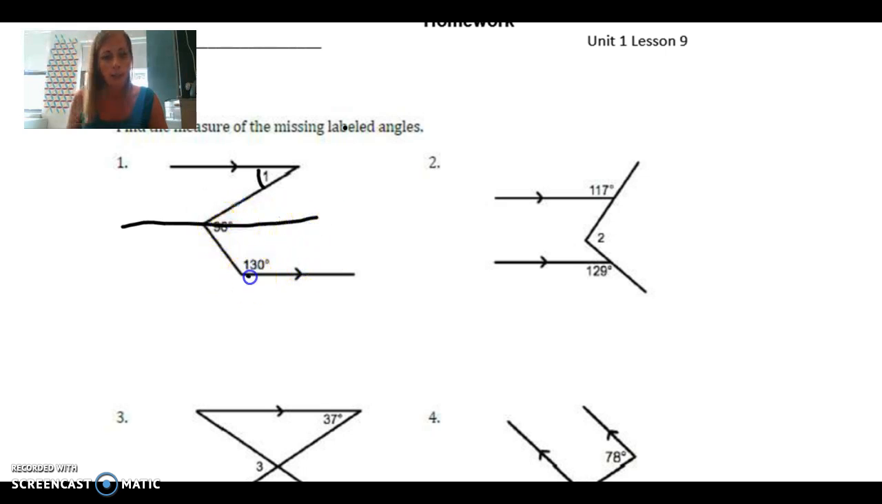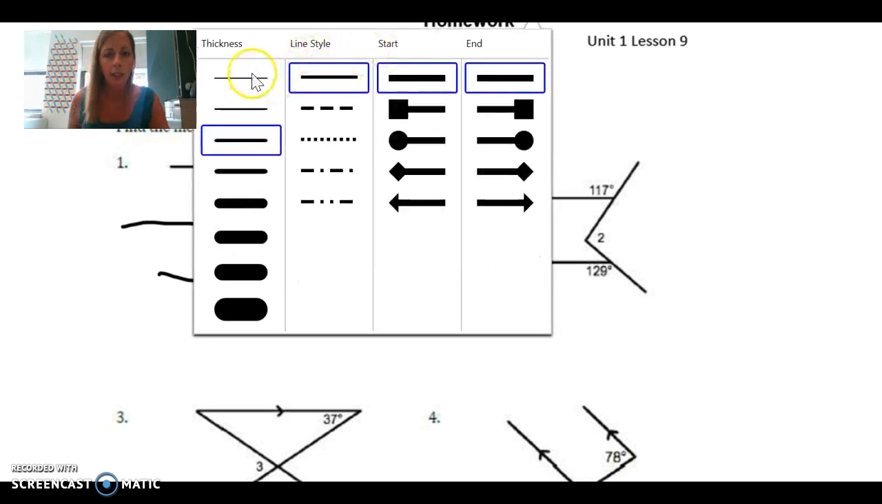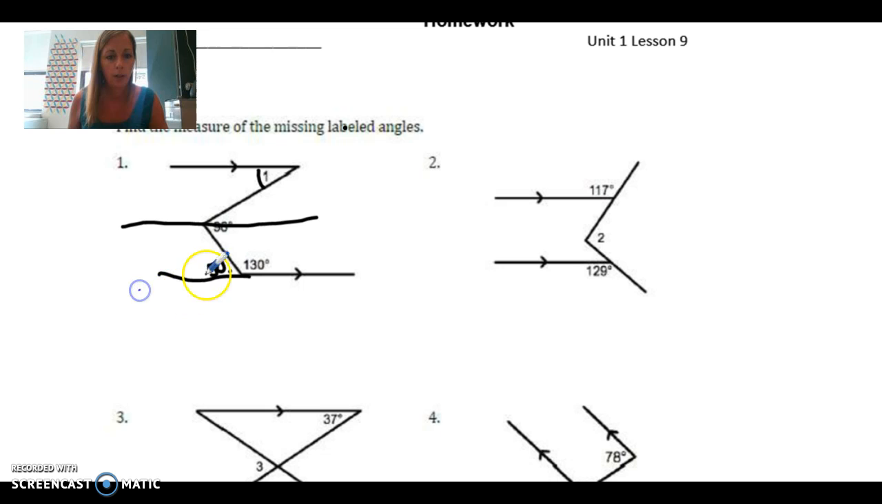I'm also going to extend this line here. The reason I'm doing that is because I know that if I draw a straight line here, then this is 130, and this angle here must be its supplement. So 180 minus 130 is 50. Now, if I go alternate interior with that 50, then I can show that 50 would also be right here. And so alternate interior would go here, so that's 50.